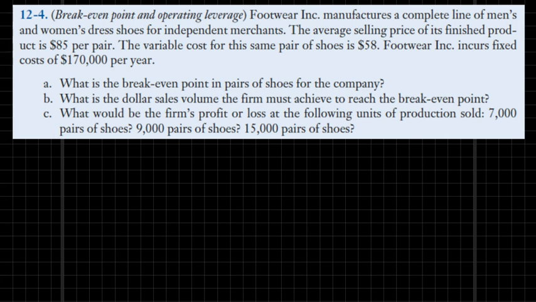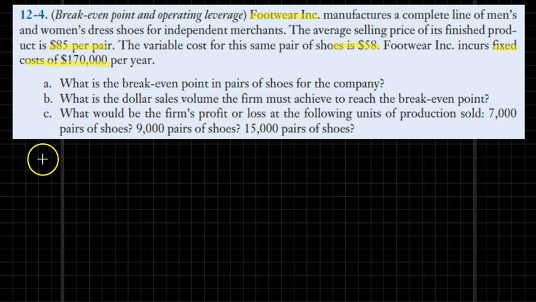Let's go ahead and highlight some key facts provided in the problem. Footwear Incorporated manufactures a line of men's and women's dress shoes, and the average selling price of its finished product is $85 per pair. The variable cost for this same pair of shoes is $58, and we also know that fixed costs total $170,000.